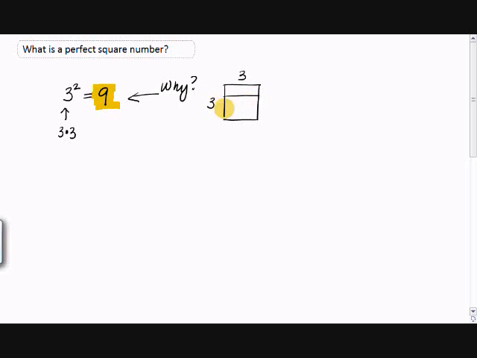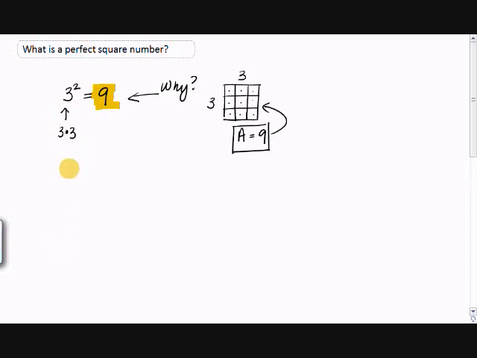If I draw a picture of this, and I draw my 3 by 3 square, and you count the units, 1, 2, 3, 4, 5, 6, 7, 8, 9, the area is 9. 9 units squared makes my perfect square. Alright, so this is analytically what we're talking about when we are talking about a perfect square.